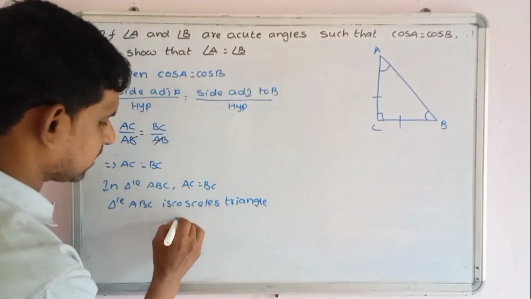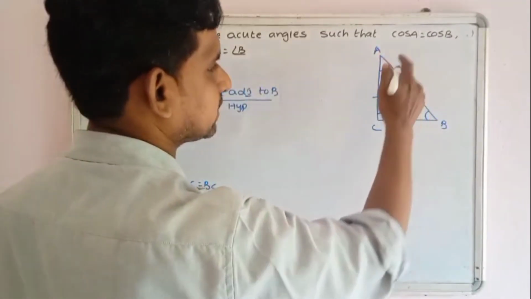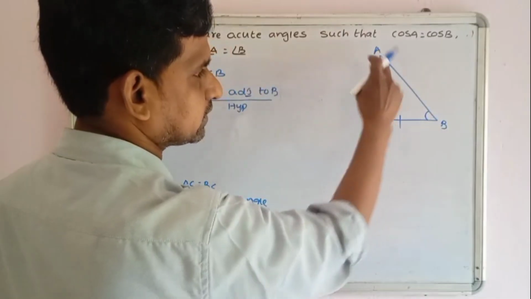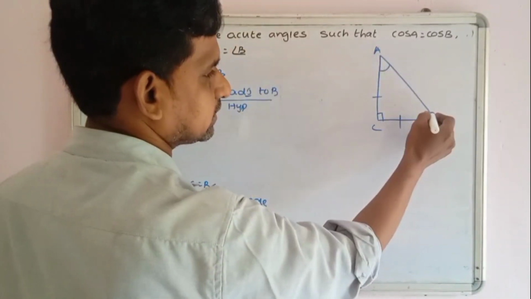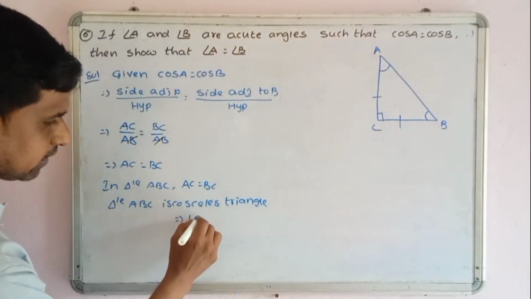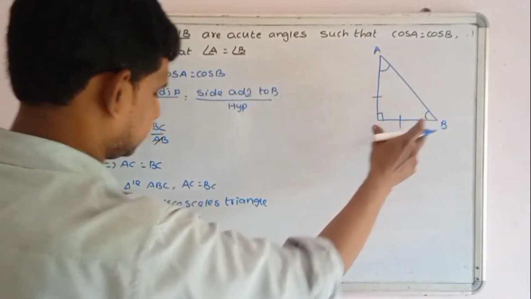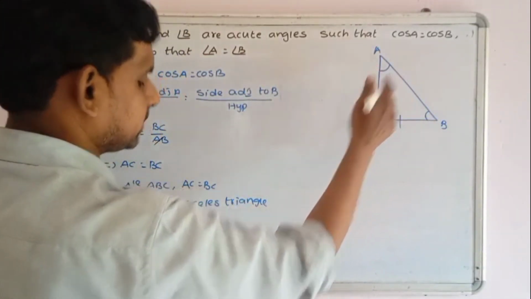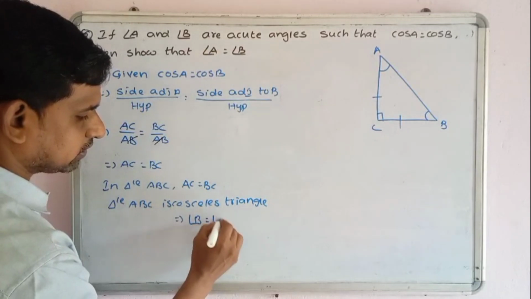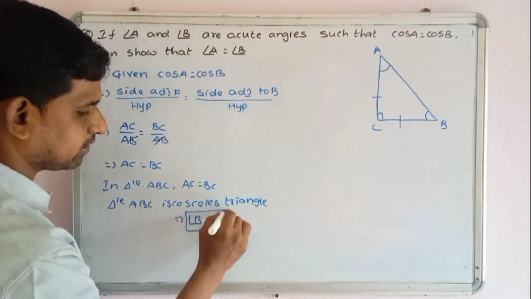See, now what is the angle opposite to AC? The angle opposite to AC is angle B. Next, the angle opposite to BC. See, BC. The angle opposite to BC is angle A. So, therefore, angle A equals angle B.